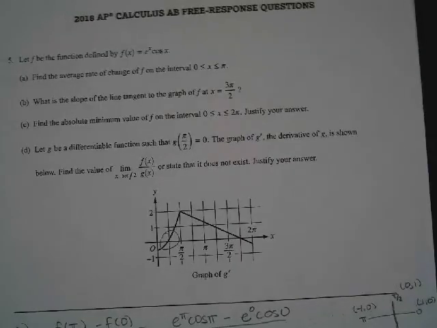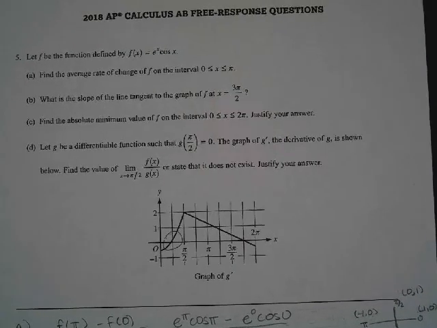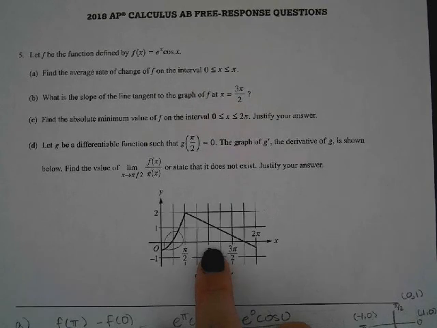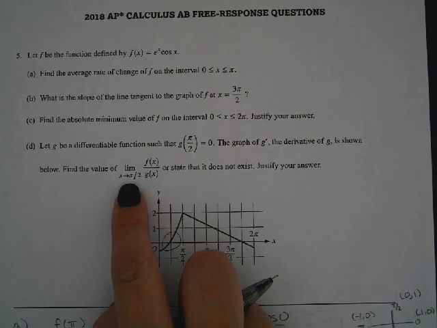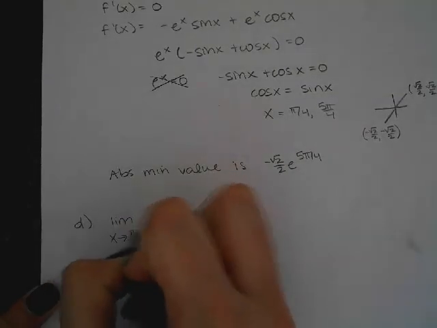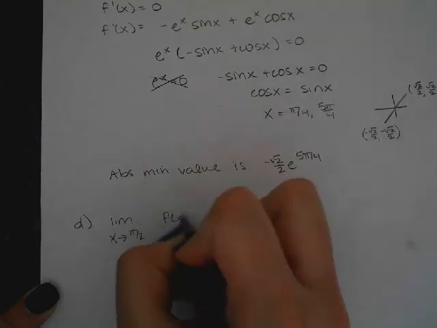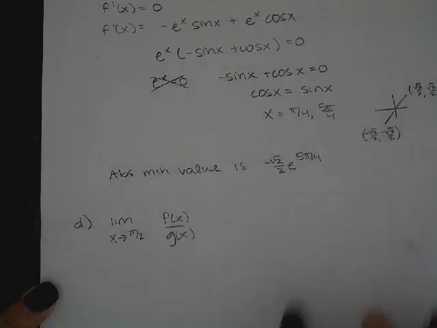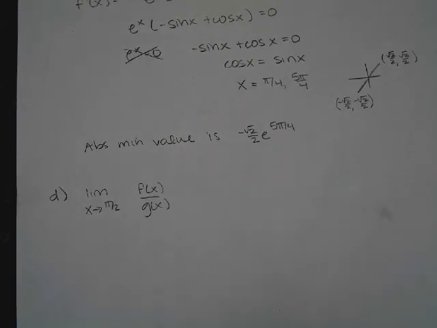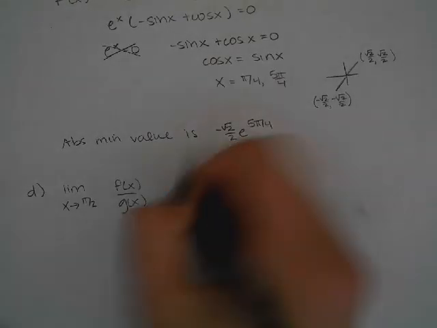Okay, and then part D. So part D says to let g be differentiable such that g of pi halves is 0, and then they give you the graph of g prime, and they want you to find the value of the limit. So I'm going to say the limit as x goes to pi halves of f of x over g of x. And I don't know if you felt the same way I did, but I looked at this and I was like, oh, it's probably L'Hopital's.